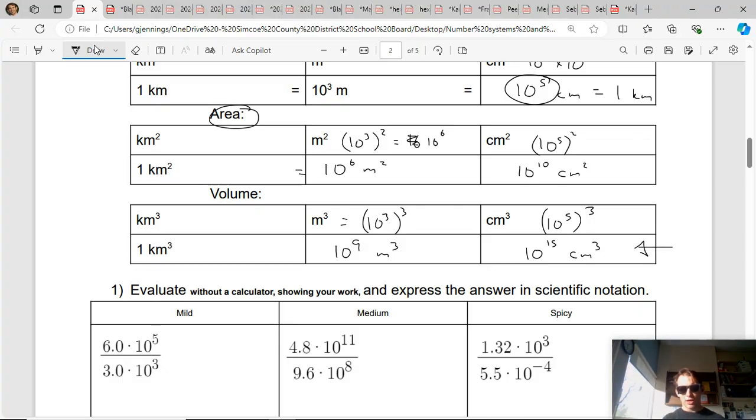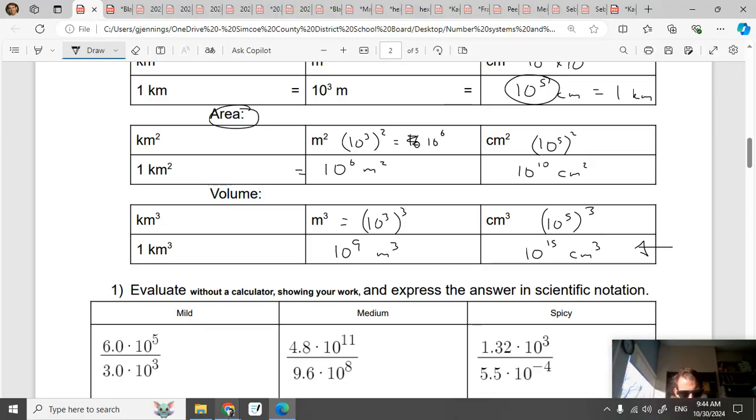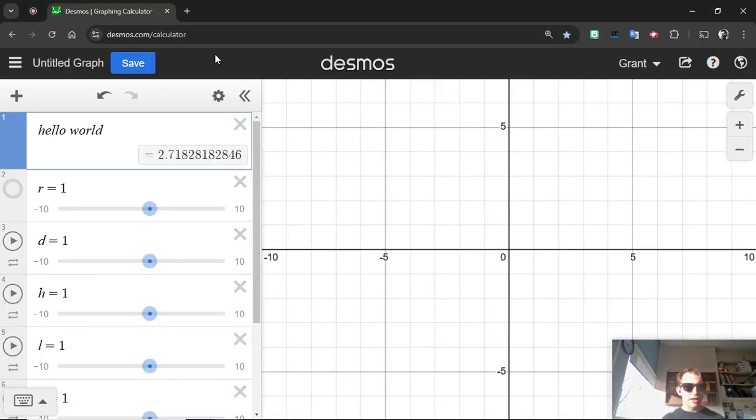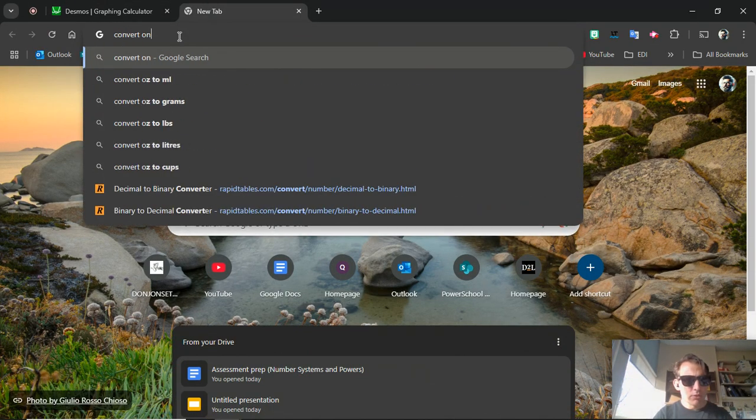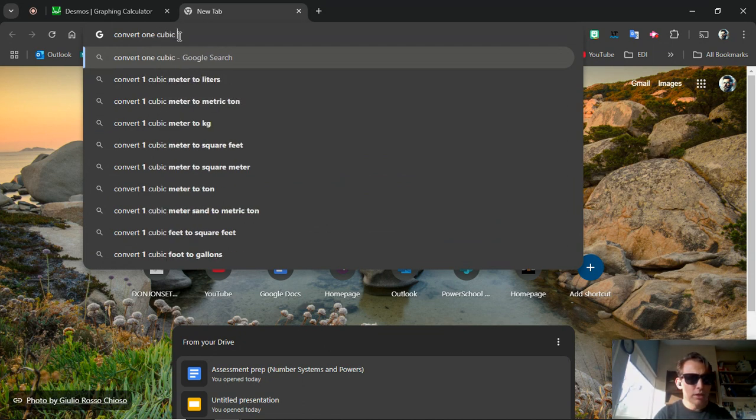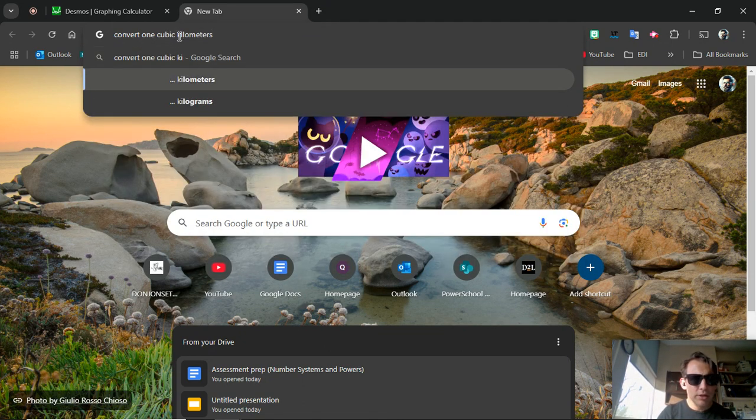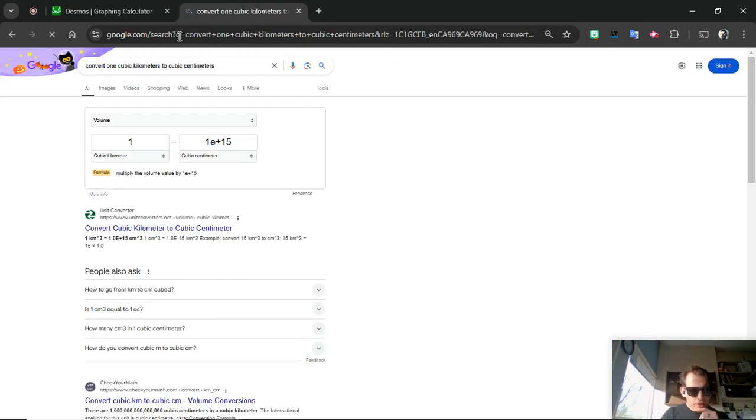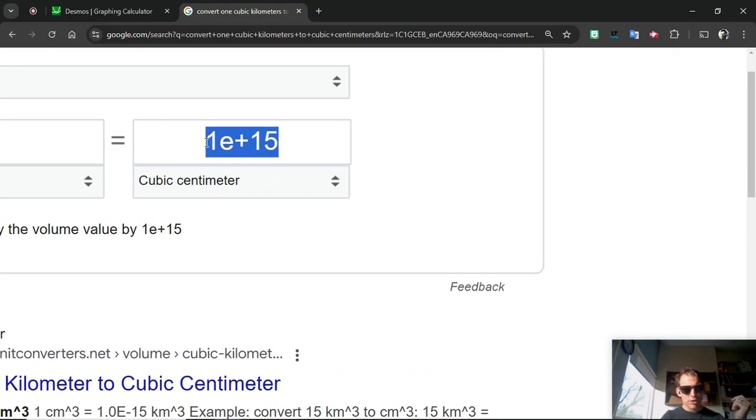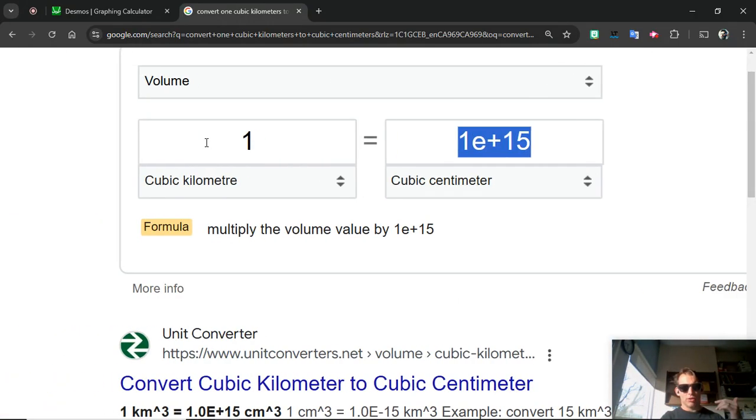And now, let's just go ahead and see if Google agrees. Okay, so I'm going to go over here. I'm going to get a fresh Google, all right? And I'm going to say, convert 1 cubic kilometer to cubic centimeter. Yeah, it says 1e plus 15. And we've seen this format before. This is scientific notation in another form. Okay, it's just telling you 1 multiplied by 10 to the 15. That's what that e plus 15 means. It's just a different way of writing it down.